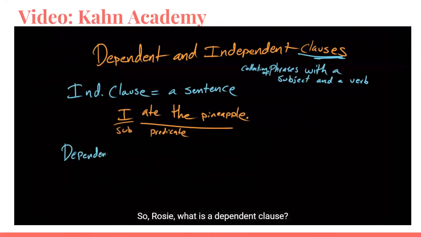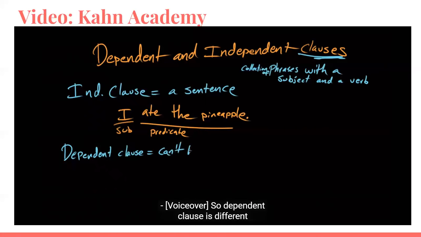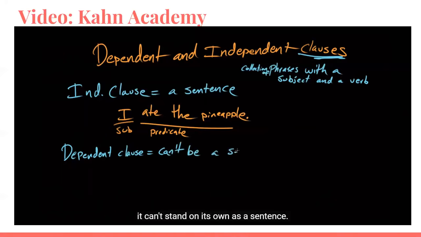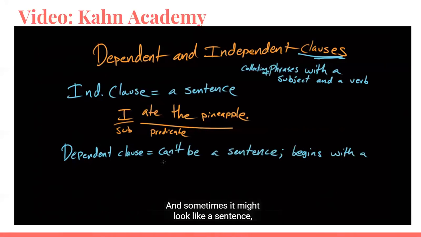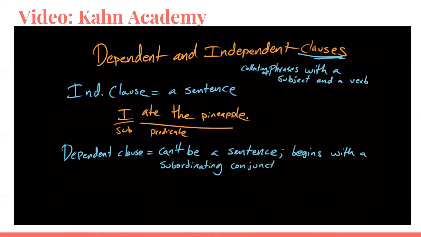So Rosie, what is a dependent clause? So a dependent clause is different from an independent clause in that it can't stand on its own as a sentence. So it includes a subject and a verb, but it can't be its own sentence. And sometimes, it might look like a sentence. It could start with something like a subordinating conjunction, like the word because. For example, because it was delicious. Okay.